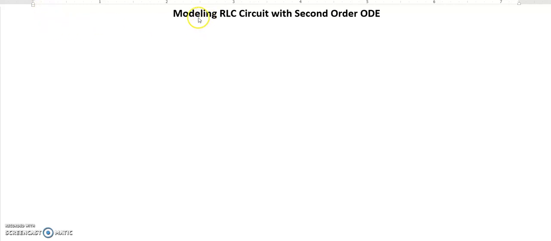Hello. Modeling an RLC circuit with a second order ordinary differential equation. So the RLC circuit is an electrical engineering application for differential equations. Basically it is the application of Kirchhoff's first law.